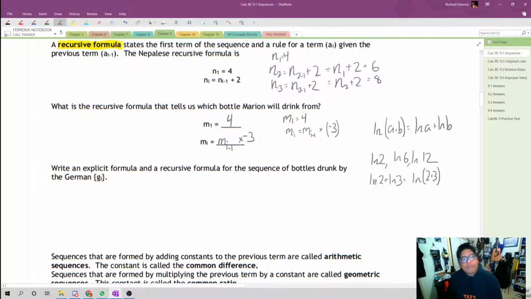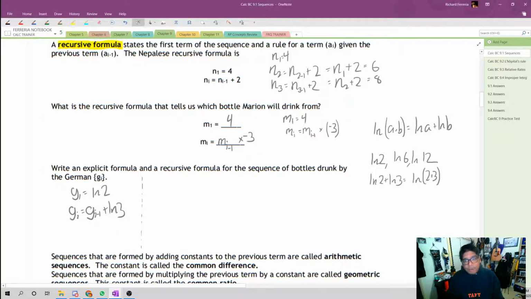The first term we'll call g1. That's going to be equal to the natural log of 2. And then for each additional term, g sub i, that's going to be the previous term, g sub i minus 1, plus the natural log of 3. So it seems like it's a multiplication sequence, but it's actually an addition sequence. Interesting. So that's my recursive formula.